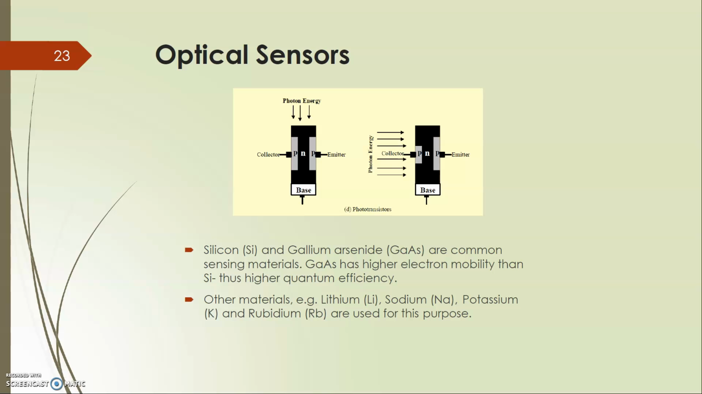Apart from gallium arsenide and silicon, there are other materials used for manufacturing these optical sensors. They are lithium, sodium, potassium, and rubidium.